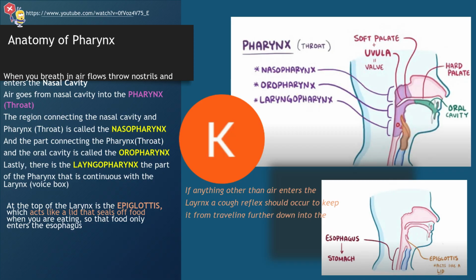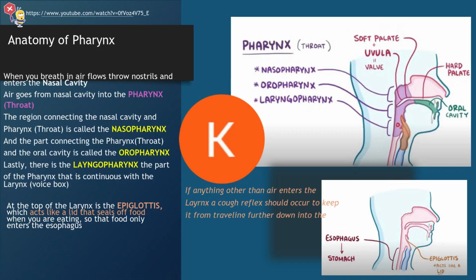At the top of the larynx is the epiglottis, which acts like a lid that seals off food when we are eating so that food only enters the esophagus. If anything other than air enters the larynx, a cough reflex should occur to keep it from traveling further down into the trachea.